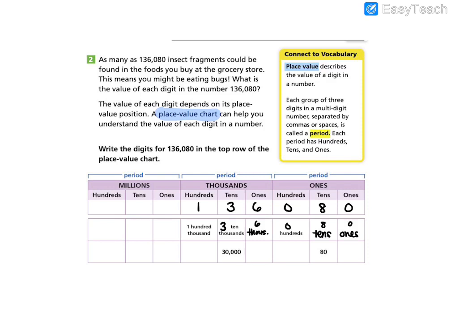All right, go ahead and check your work. Okay, then we're going to write that value out in standard form. So here we have 3 10,000s is equal to 30,000s. 100,000 is equal to 100,000. 6,000s, 0 hundreds, and 0 ones.